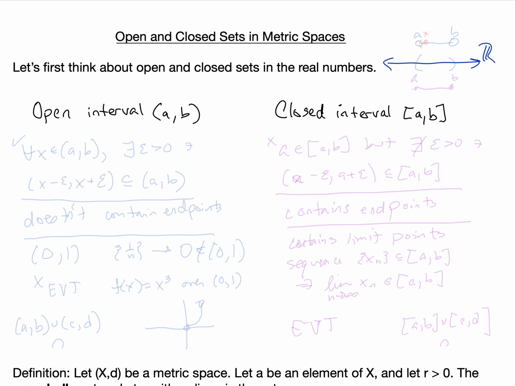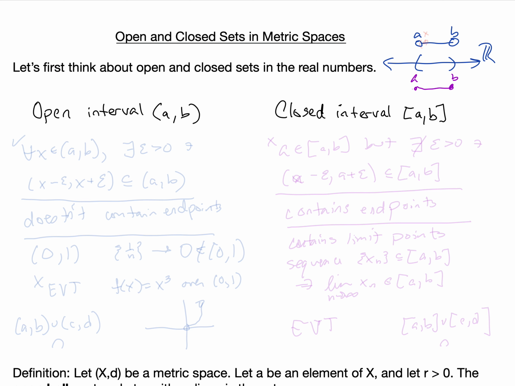one type of set we might naturally think of as open is the open interval from A to B, which does not include its endpoints. That would be our natural kind of open set, whereas a closed interval we might think of as the closed interval from A to B, the interval that does include its endpoints. Let's think about some properties of these types of sets.